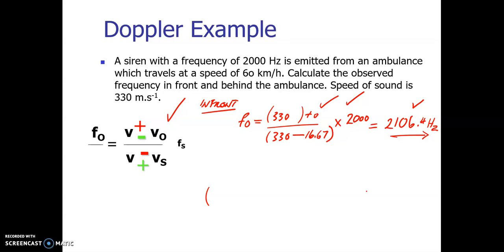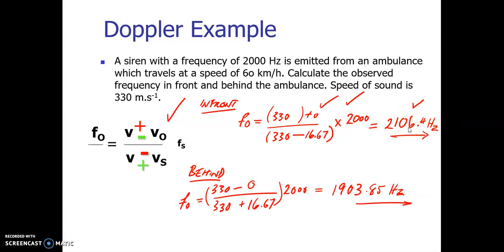So if we move on here, how would marks be allocated? Well, there would always be 1 for the formula, then there'd be at least 1, maybe 2 for the substitutions, and then again 1 for your answer, including the units.